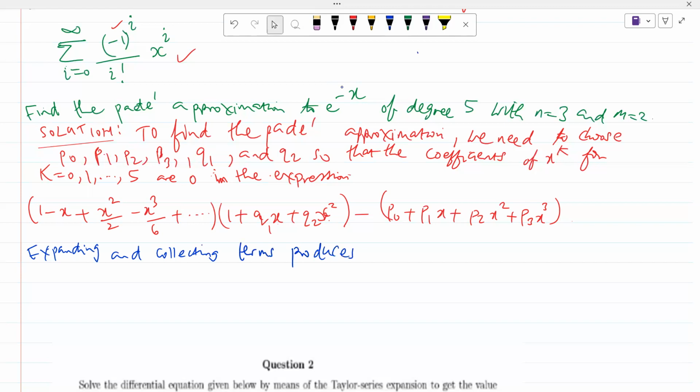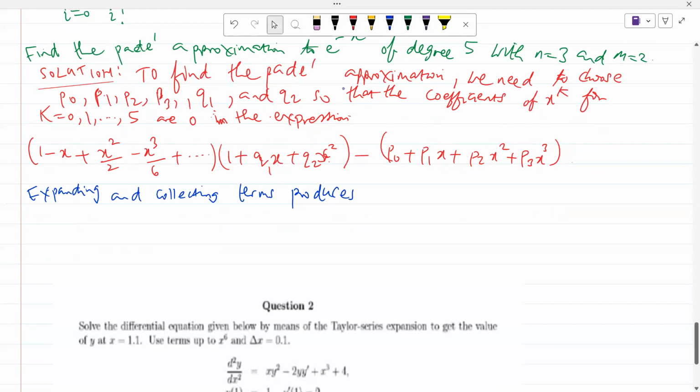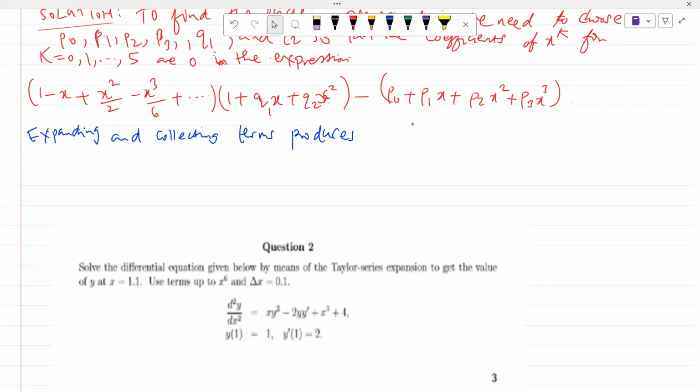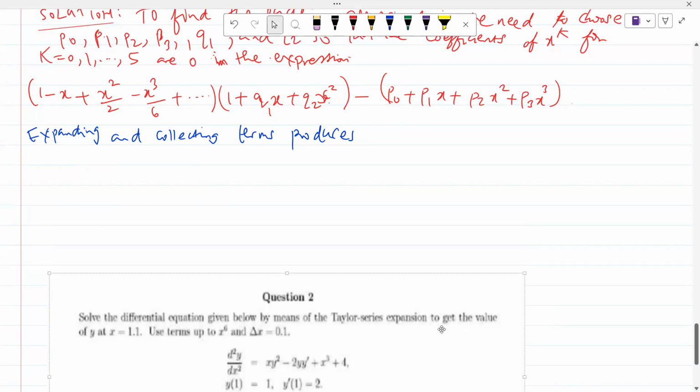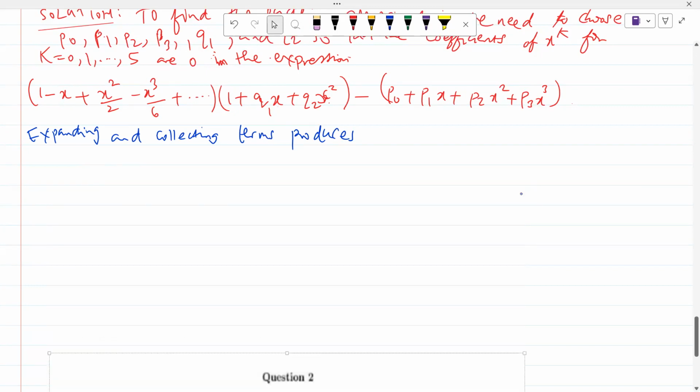Expanding and collecting terms produces... Okay, so I'm going to be very brief here. You can spend a lot of time on this per day. In particular, this example is not a very complicated example, it's a very basic example in the Padé. The next example is very important for exam purposes.